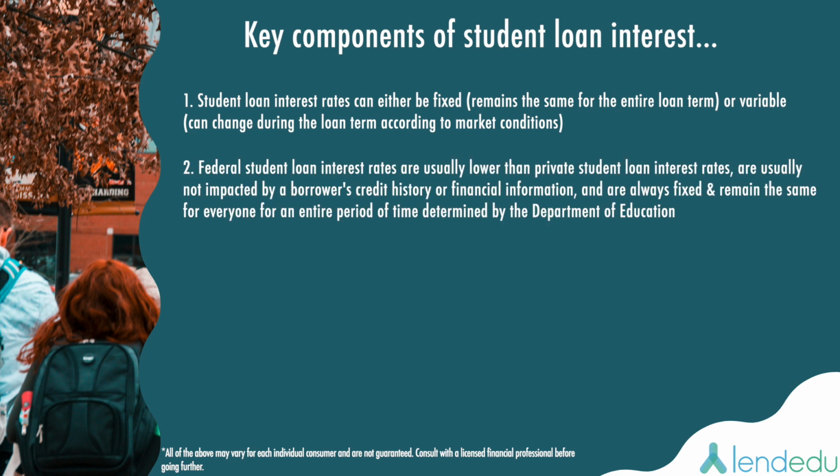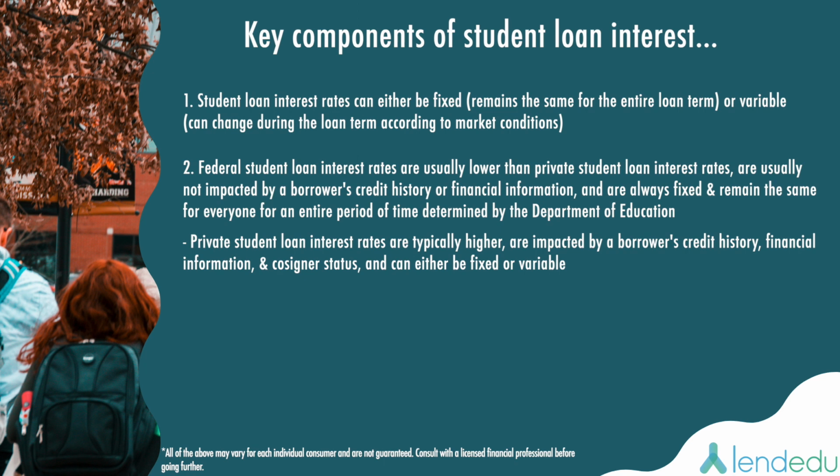Second, federal student loans are almost always lower than private student loan interest rates and usually are not impacted by a borrower's credit history or financial information. What you see is what you get. Right now, federal student loan interest rates are ranging from 2.75% to 5.30% and are always fixed for an entire window determined by the Department of Education. For example, all federal direct unsubsidized loans dispersed on or after July 1st, 2020 and before July 1st, 2021 will have an interest rate of 2.75% for the entire life of the loan.